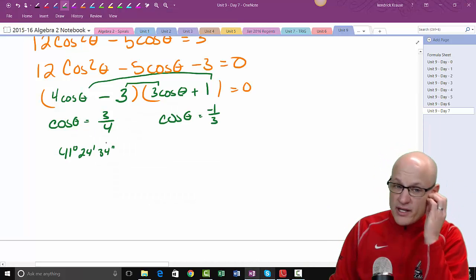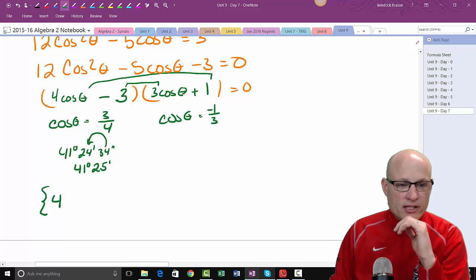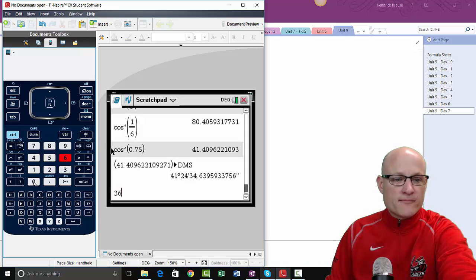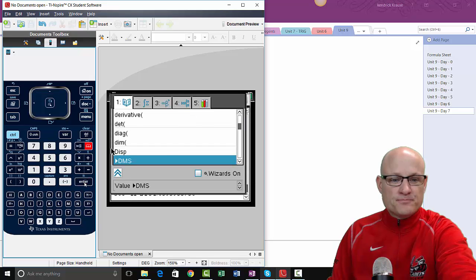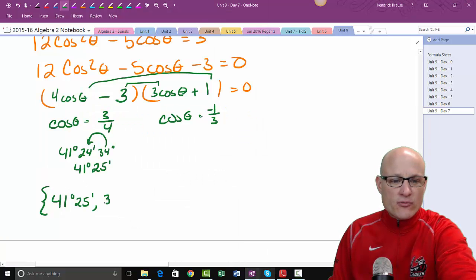Now, if I want to round this to the nearest minute, this is going to round this up. So 41 degrees and 25 minutes. And because it's positive, I'm going to keep that one. 41 degrees, 25 minutes. Now, I want one in the 4th quadrant, so I'm going to take 360 and subtract off this whole thing, and I'm going to DMS it right away. And I get 318. The 25 would not round, so 318.35. Now we're going to do 1/3.